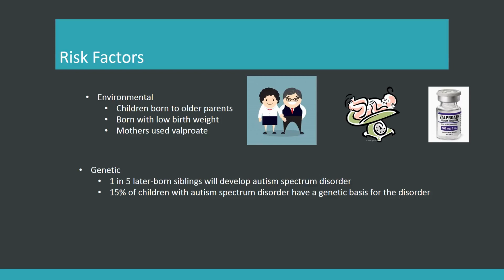Genetic risk factors include 1 in 5 later born siblings that will develop autism spectrum disorder, and 15% of children with autism spectrum disorder have a genetic basis for the disorder.